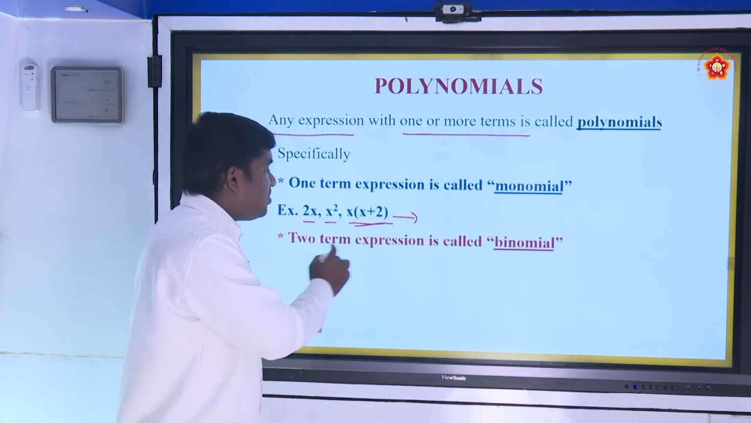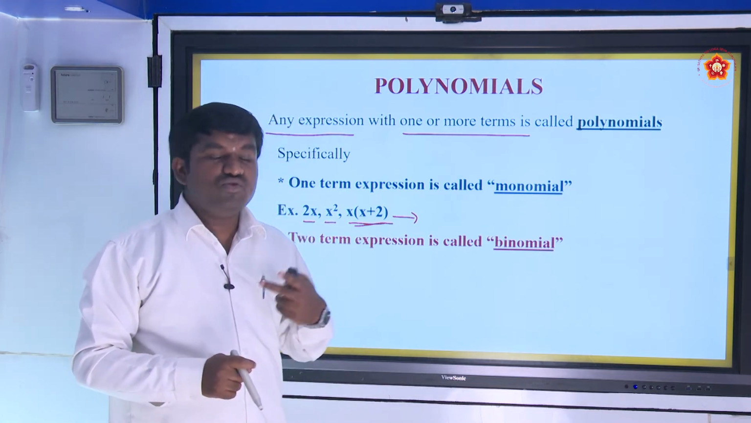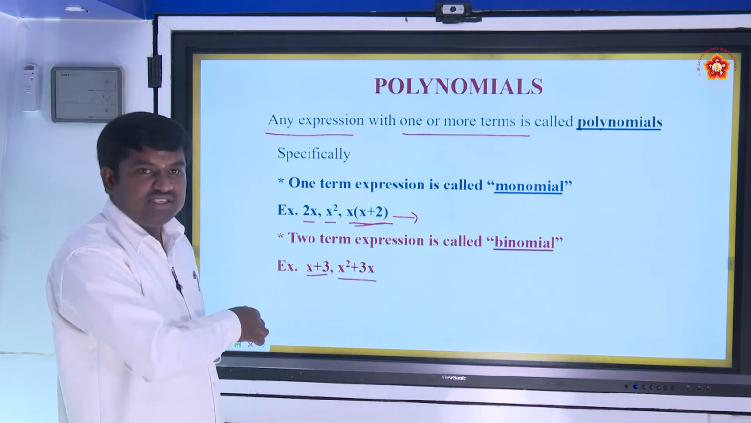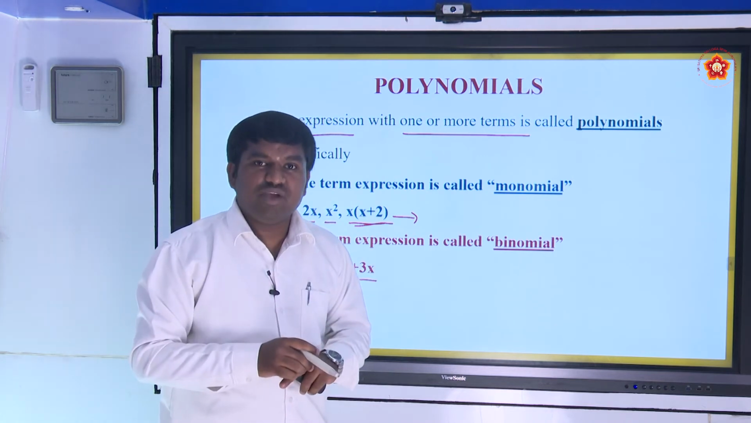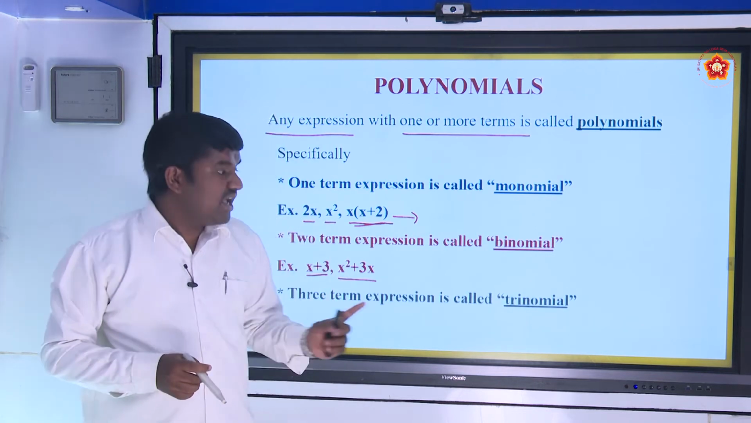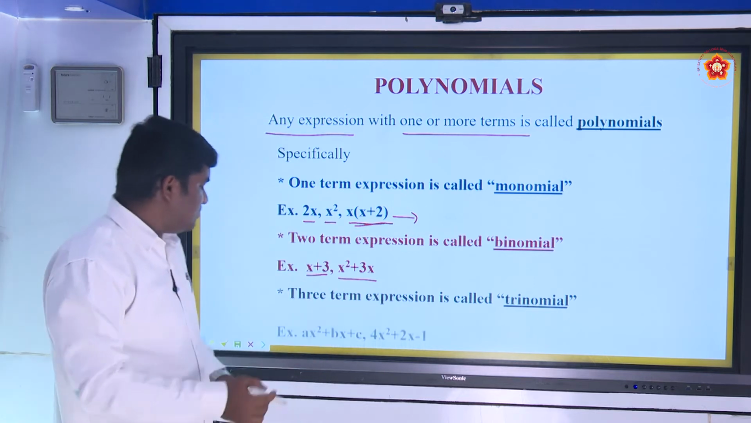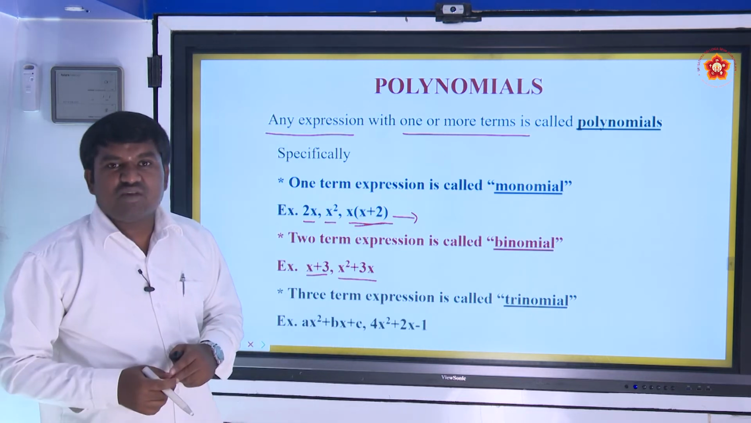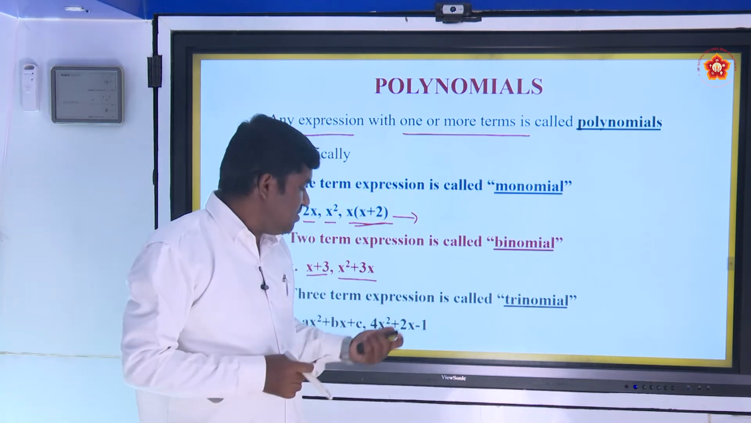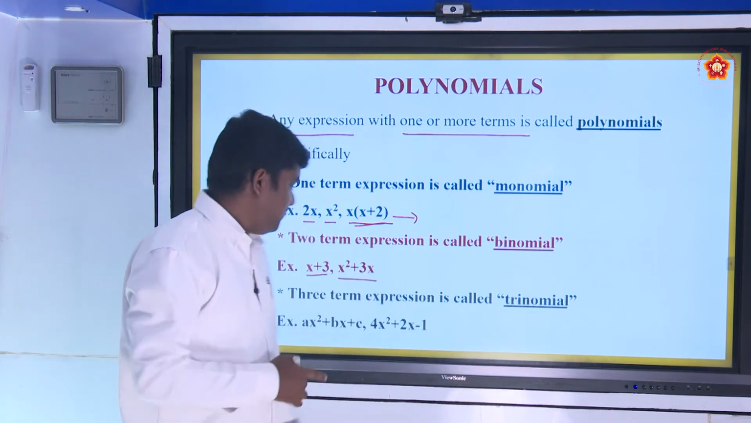Next, second one, a two-term expression is called a binomial. Bi means two. See, x + 3 and x² + 3x are examples for binomial. Next, third one, a three-term expression is called a trinomial. Tri means three. So examples: ax² + bx + c, and 4x² + 2x − 1. These are all examples of trinomials.